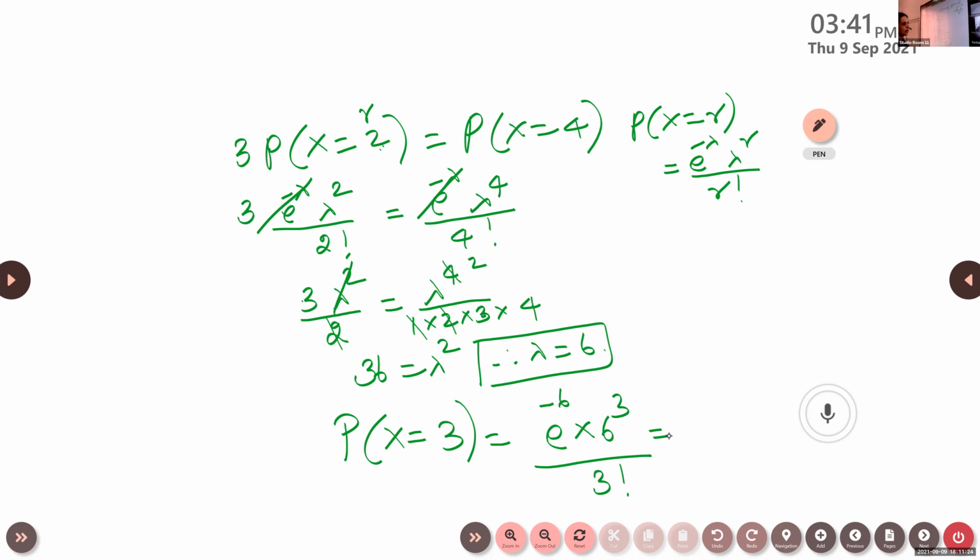Okay, you completed this part? Complete this one, e raised to minus 6 value is given, substitute it. 6 cube is 216, one 6 will get cancelled, isn't it? It will become 6 square. E raised to minus 6, the value is given as 0.00248 into 36. Simplify this, you'll get the answer. Okay, so try to complete this question.